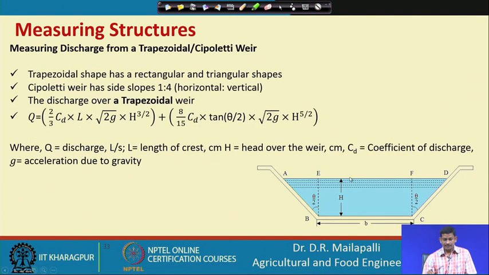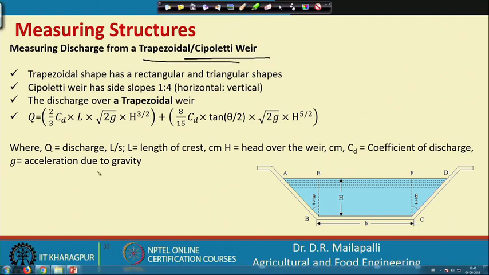The next is to measure the discharge through a trapezoidal or Cipolletti weir. It has two components: one is a rectangular weir, the other is a triangular weir. So we take the discharge principle for the rectangular weir and the discharge principle for the triangular weir. This is the total discharge.